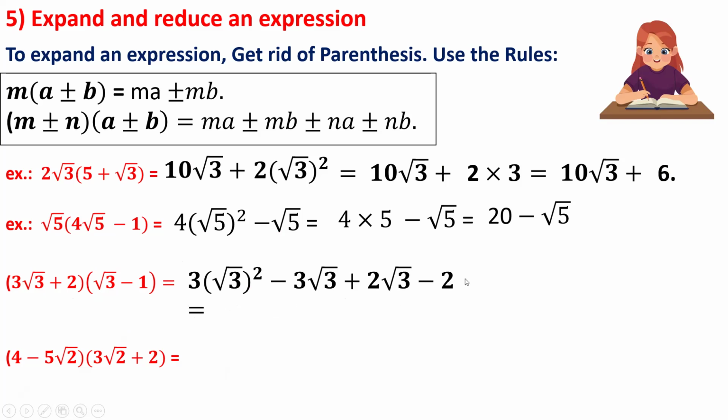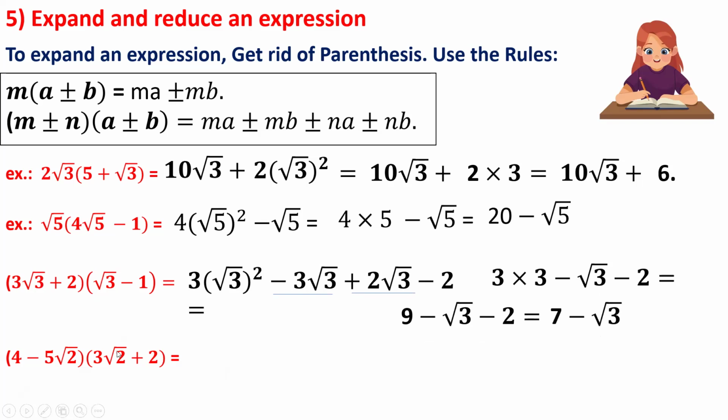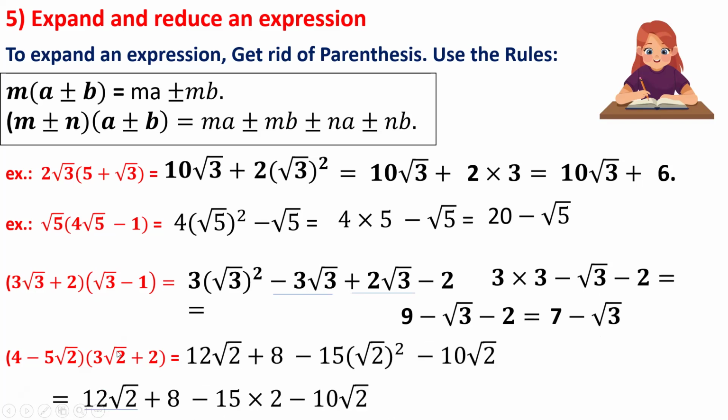Now I can reduce my answer. I can say that the square cancels the radical, so it comes out as 3. So I get 3 times 3 minus 3 radical 3 plus 2 radical 3. I can add or subtract them since they have the same radicands. So it is minus radical 3 minus 2. So the answer now is 9 minus radical 3 minus 2, and 9 minus 2 is 7 minus radical 3, and you have another example to solve.